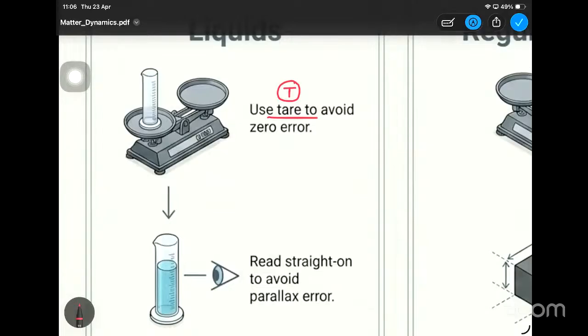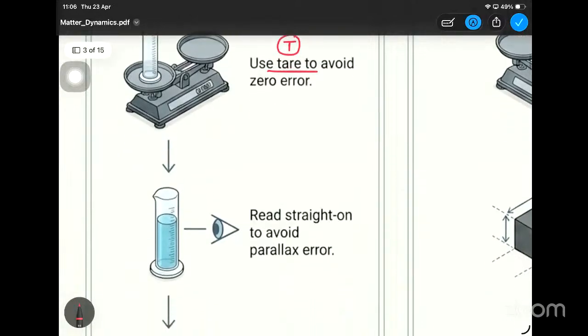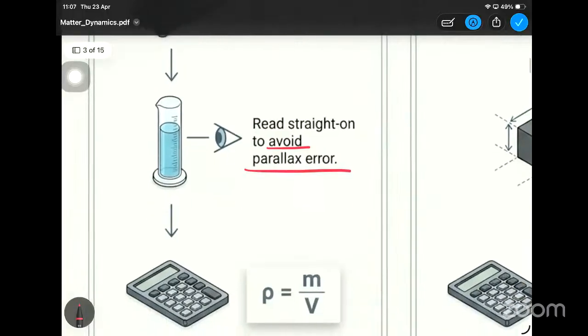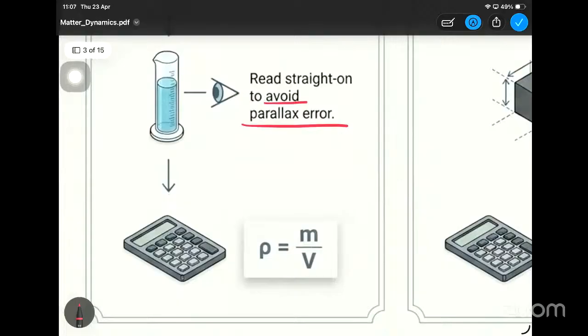The reason is that we removed the mass of the measuring cylinder. Also, when you are pouring the liquid into the measuring cylinder, you need to read the measurement at eye level in order to avoid the parallax error. Afterwards, you can use the calculation to work out the density value.